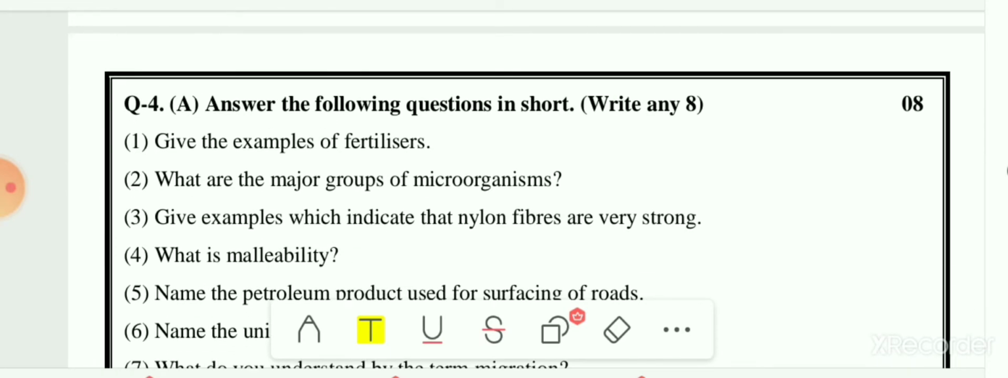Question number 4a. Answer the following questions in short. 1 mark questions are there and total 9 questions are given to you. You have to write 8 questions. In that, the first question is: give the examples of fertilizers. Now let me see the answers for these questions.